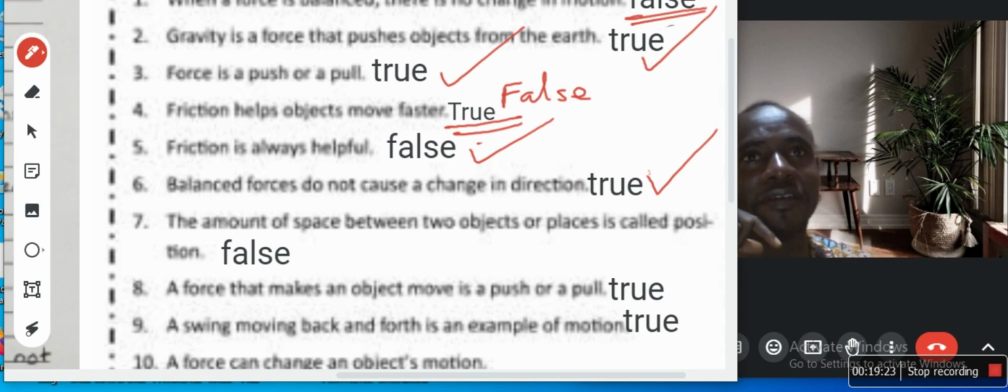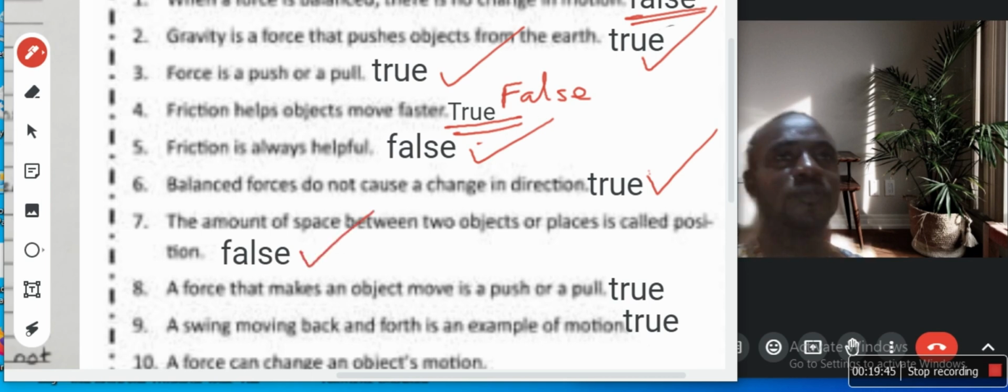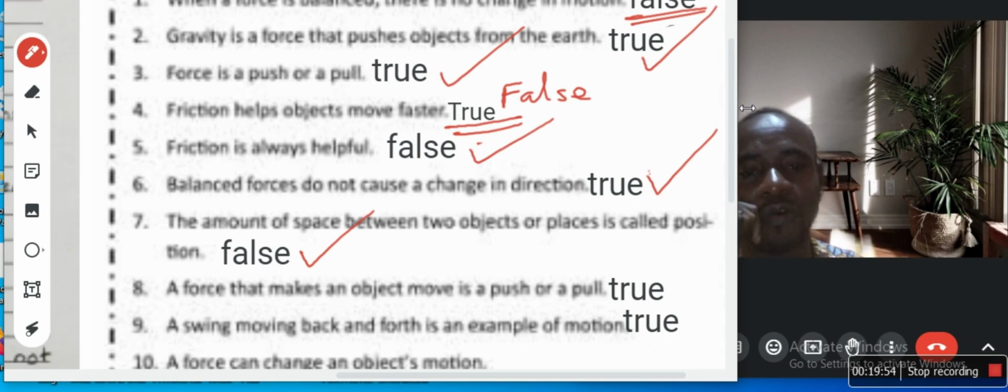Now, position is where the object is at a particular time or moment. Beautiful. So it cannot be the space between them. So I think you are right. But what do you think is the space between two objects? I don't know. That should be distance. The space between, like where you are from where I am, is the distance between the two of us.